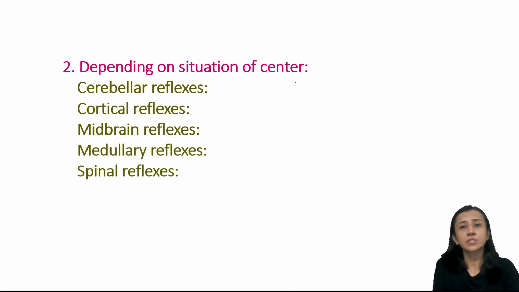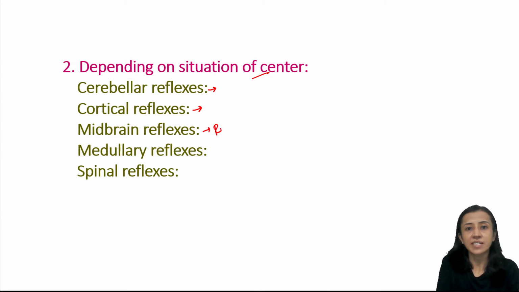Second, depending on the situation of center, where the center is situated. So there are cerebellar reflexes. The center is there in the cerebellum. Most of the postural reflexes and locomotor reflexes are cerebellar reflexes. Cortical reflexes, higher centers are there in the cortex. So learning and memory reflexes are there in the cortex. Midbrain reflexes, righting reflexes are present in midbrain. Medullary reflexes, respiratory and cardiovascular centers are there in the medulla. So their regulation reflexes are there in the medulla.